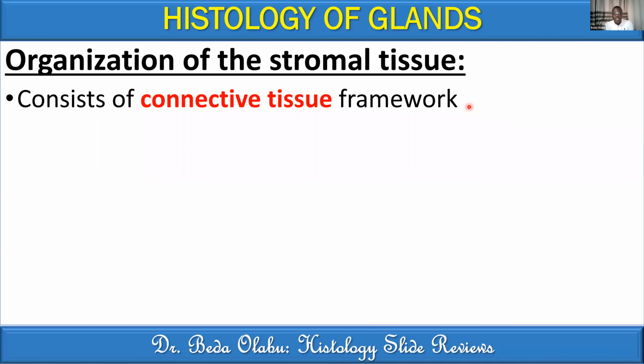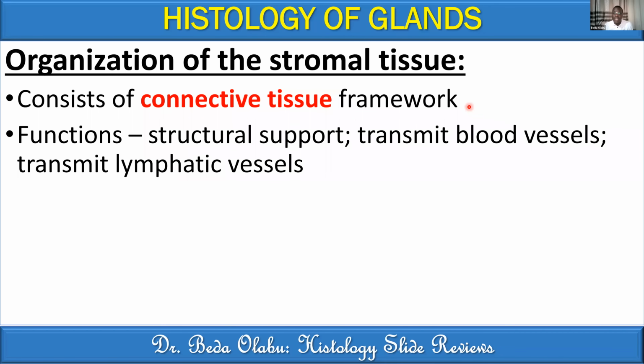Having mentioned that the stroma consists of the connective tissue framework, you understand, therefore, that the purpose of this connective tissue framework is to provide structural support to the parenchymal elements. That's important. Providing structural support, holding the cells together, holding the whole organ in position.